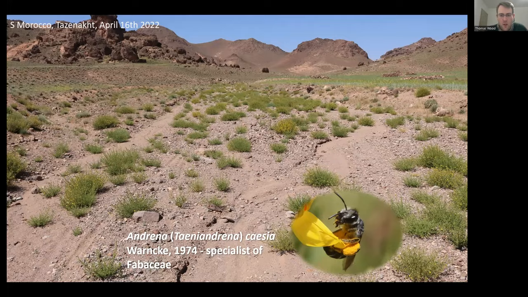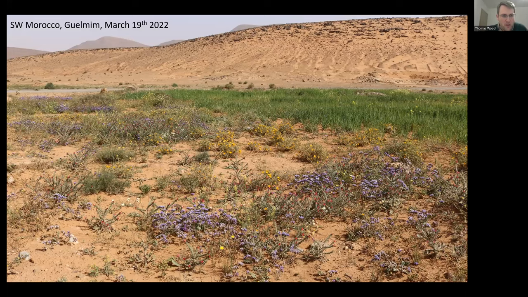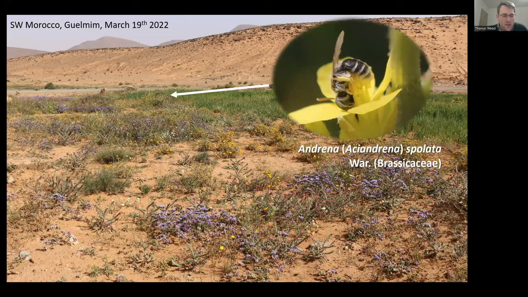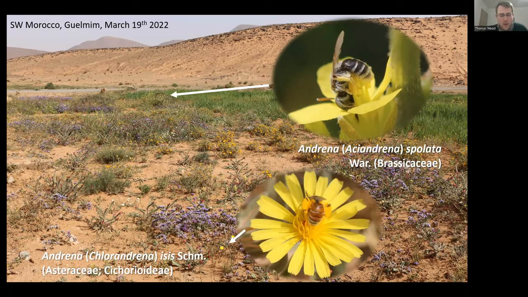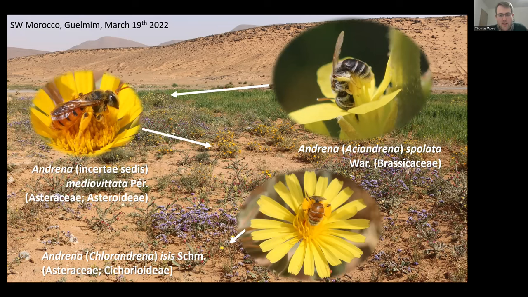And so if you look at an environment such as this spring habitat in southern Morocco, you have your Andrena colonizing different niches behaviorally. So this is a small Andrena, Andrena spilata, a specialist of brassicas, Andrena isis on Cichorioideae, and Andrena mediovittata on Asteroideae. So there's no real morphological adaptation in any of them. It's mostly behavioral adaptation to collecting pollen from these individual plant groups.